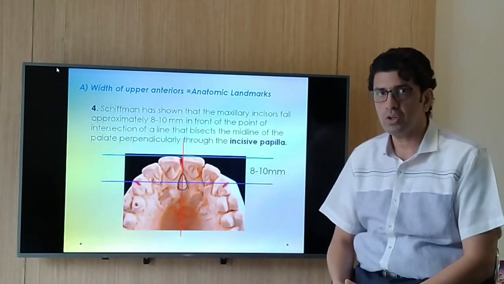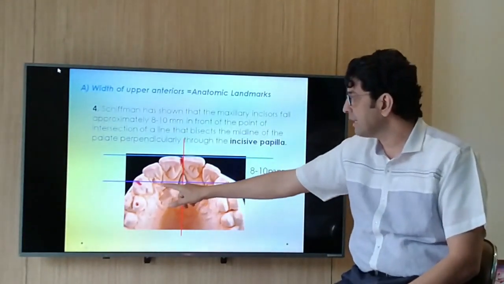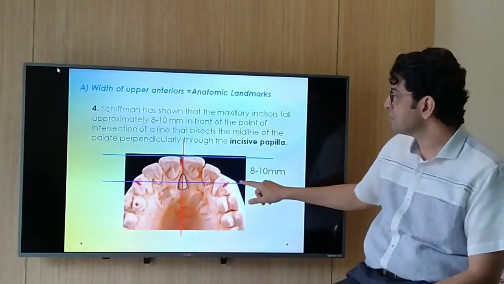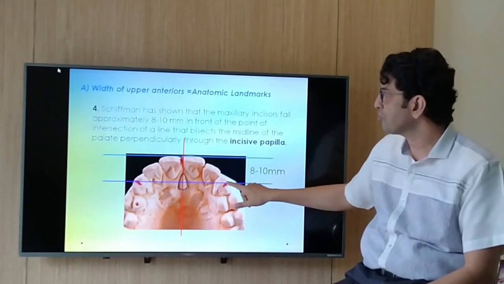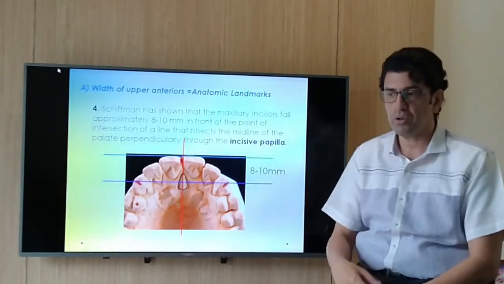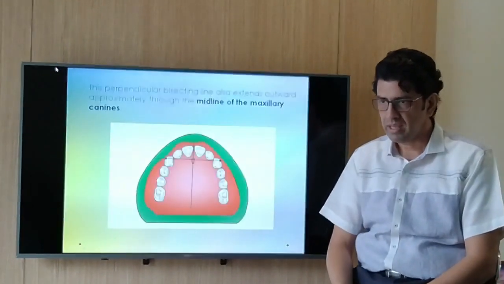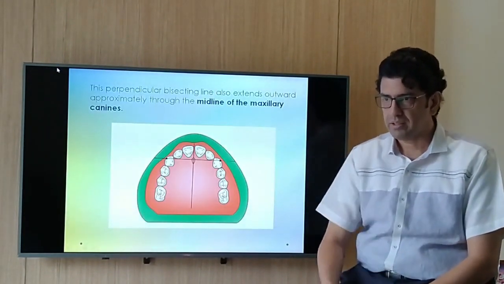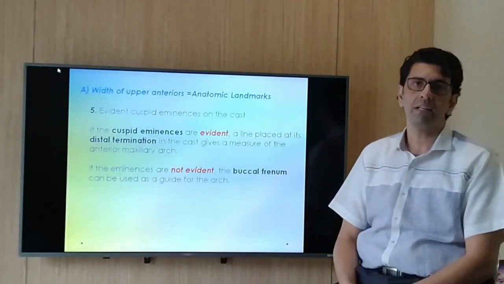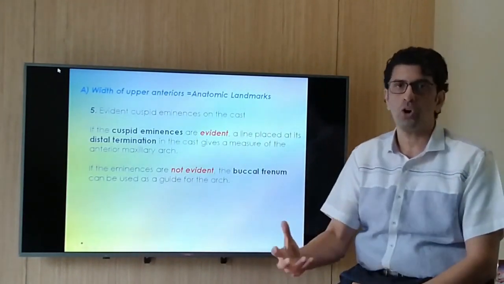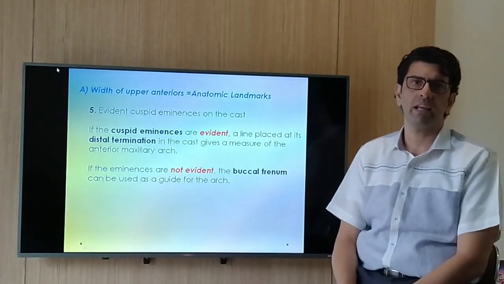So this is one good position-wise guide to know where the incisors should come. But interestingly, the line that actually bisects the papilla, when it comes to the outer edge of the occlusal rim, would indicate the position of the apex of your canine. So that's interesting as well, because it helps you to determine that position. Yeah? Alright. The fifth one: if you have very conspicuous, evident cuspal eminences on your cast, if you have a very clear eminence on the cast, that will pretty much help you determine where the canine was.